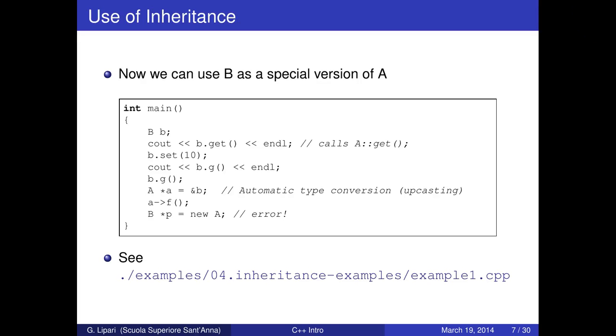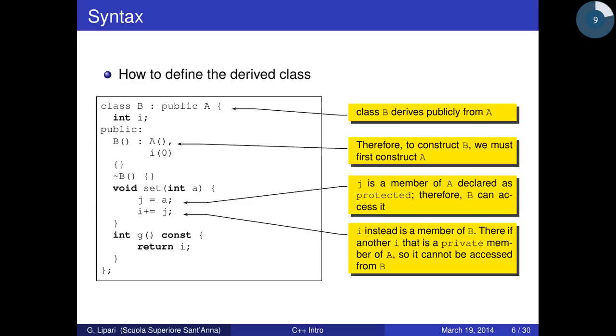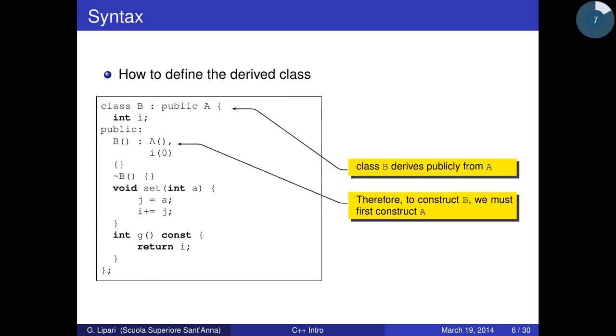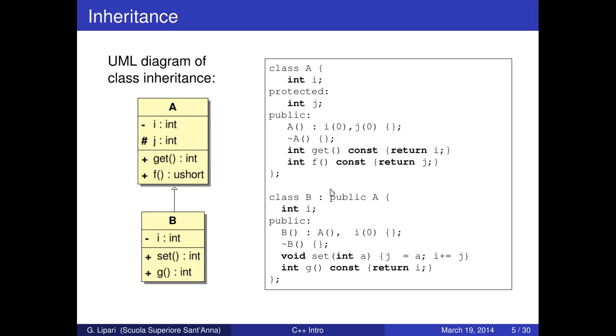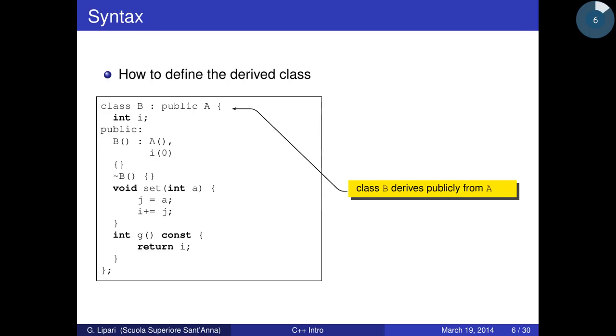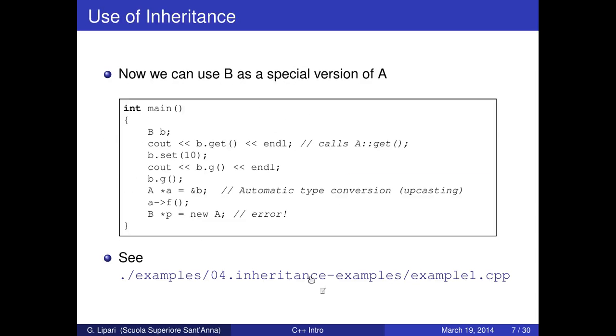Now we can use B as a special version of A. That means that when declaring an object B of type B, we can use all the functions declared inside class A and all the public functions declared inside class B. Here in the second line, cout b.get, we can use get, and remember, get has been defined inside class A. So basically B inherits all the interface of A, so all the public members and the public functions of A are also used by B. Okay, so let's look at the example now.